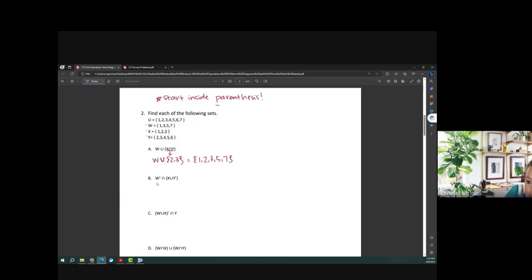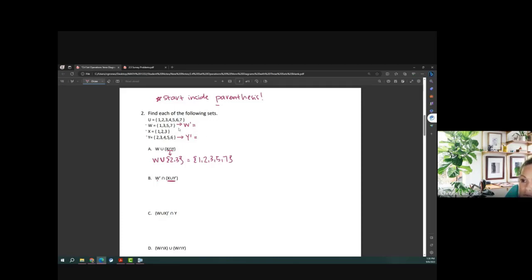Okay. B, we have some complements that we need to address first. So we are starting inside of the parentheses with the union of X and the complement of Y. So let's go ahead and write those up here. We want to do the complement of Y and then the complement of W.